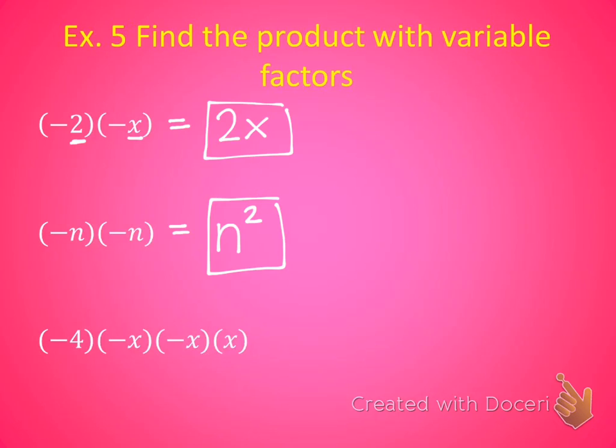Let's count up how many negative signs. How many negative signs do I have? 3. So what's my answer going to be? Negative. So I write negative, and I write my 4, and then how many x's do I have? 3. So I'm going to write 4x cubed with a 3 there.